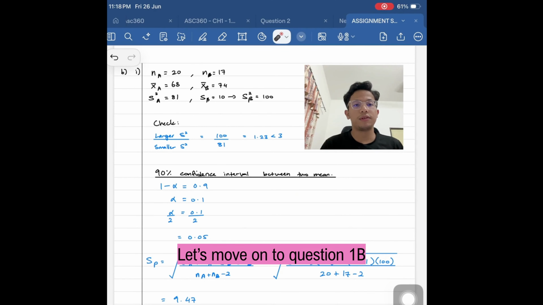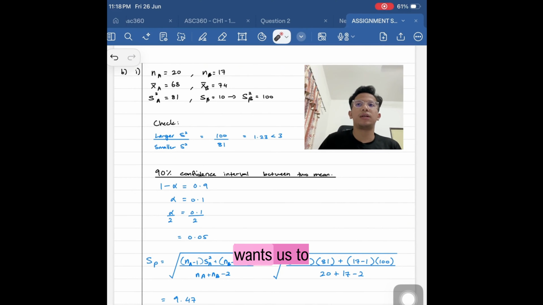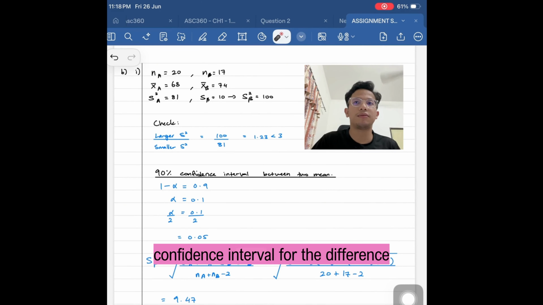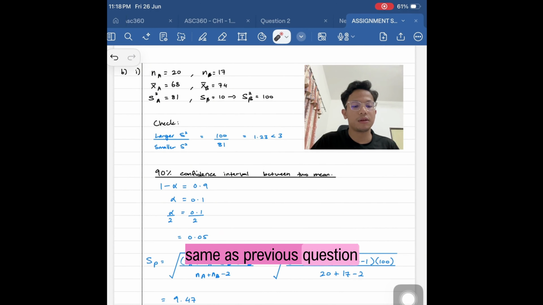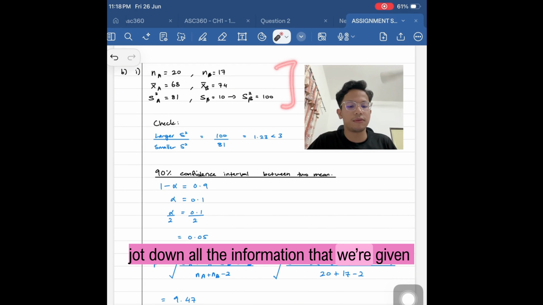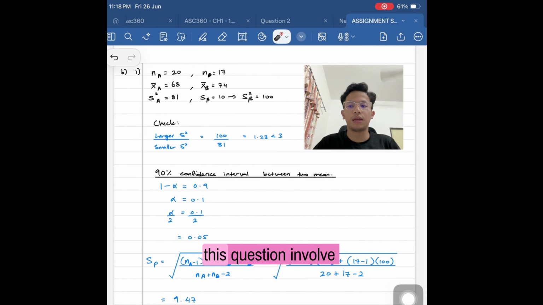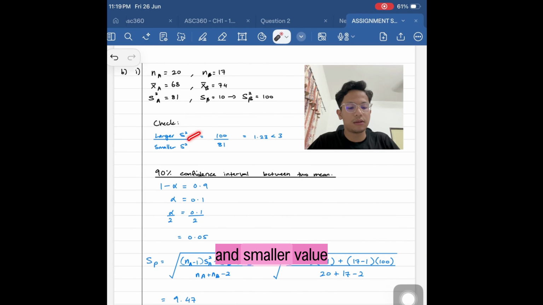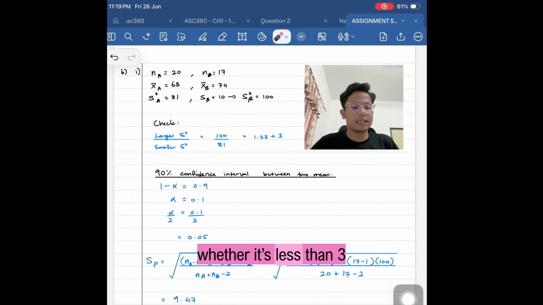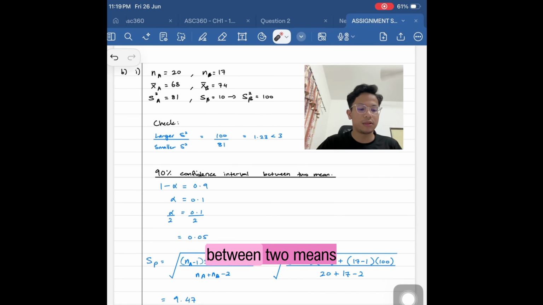Let's move on to question 1b. Question 1b1 wants us to find a 90% confidence interval for the difference in mean score between the two classes. Same as the previous question, we need to jot down all the information that we are given. And as we can see here, the number of samples are small. Therefore, we can conclude that this question involves the interval estimation for the difference between two population means of small sample. The first thing we need to do is to check the ratio of the larger variance and smaller variance, whether it's less than 3.